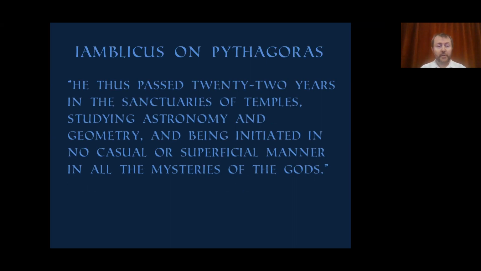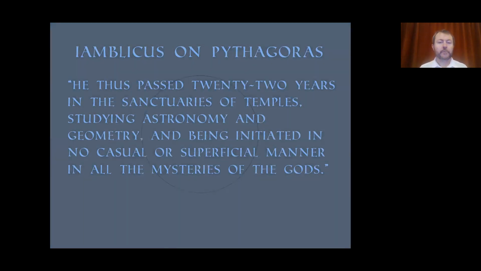He thus passed 22 years in the sanctuaries of temples studying astronomy and geometry and being initiated in no casual or superficial manner in all the mysteries of the gods. Now, perhaps it's being a geometry geek as I am, whenever I see numbers in older pieces of writing, I'm always interested as to whether they're actual literal facts or whether they're perhaps symbolic numbers or possibly both at the same time. Because the number 22 is very significant in relation to geometry and astronomy, as we'll see with what I'm going to show you as Jean-Michel's diagram.